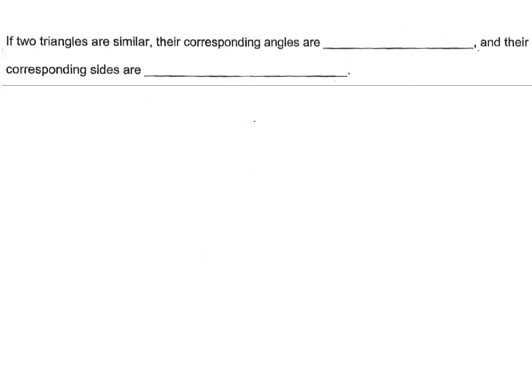Now, if two triangles are similar, their corresponding angles are congruent at all times. Their corresponding sides are in proportion. And we will be using them very soon.